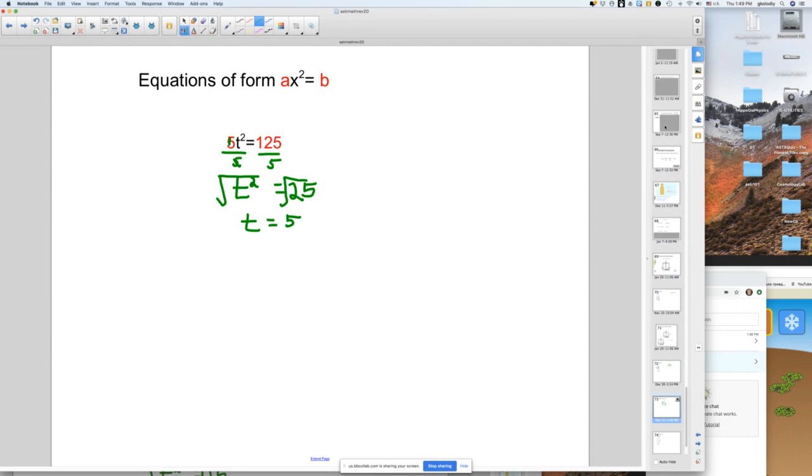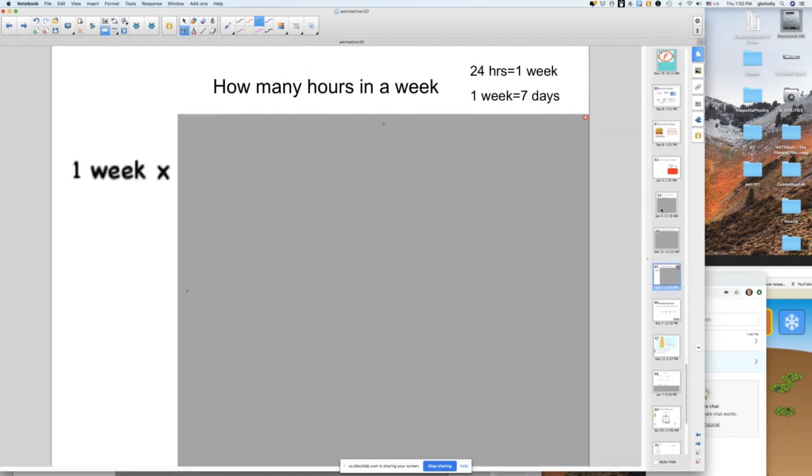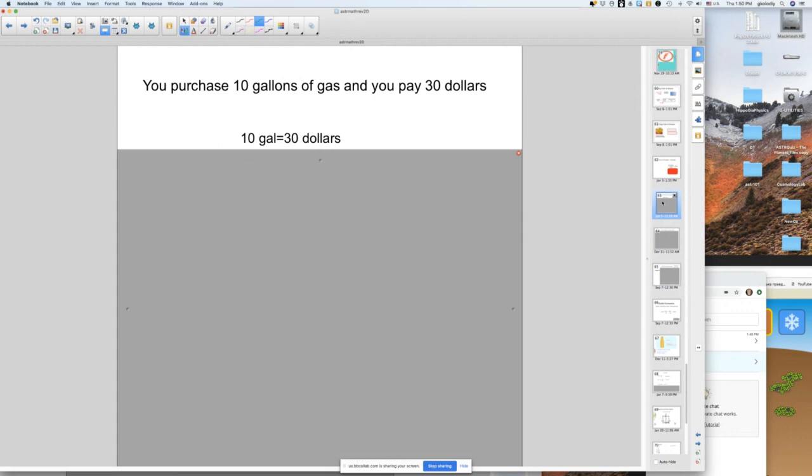Okay, I'd like to go back to something I skipped here because you may need it for the answers to some of the questions. So coming back to working with units, you purchase 10 gallons of gas and you pay $30. This goes back to what we were doing with the pears and oranges. Basically, that means 10 gallons is the same as $30 because you bought 10 gallons. So 10 gallons equals $30.